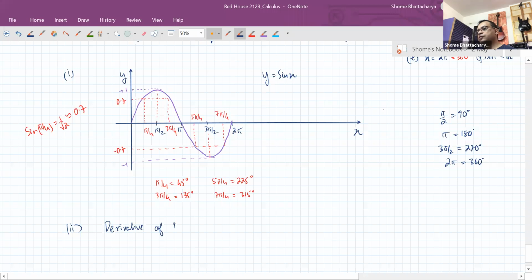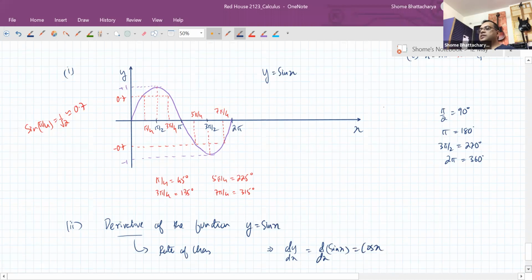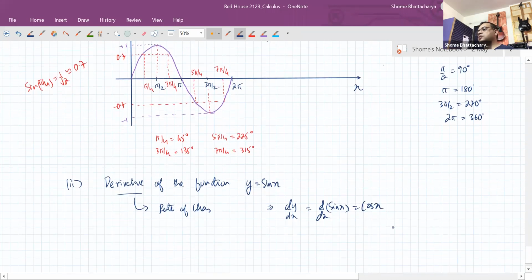So, the derivative of the function y equal to sin x. What is the derivative? As we have discussed, it's the rate of change, the instantaneous rate of change. To find the derivative, you have to apply the process of differentiation, which in this case we will just directly refer to the formula that differentiation of sin x is cos x. So you'll say that the derivative of this particular function is this.